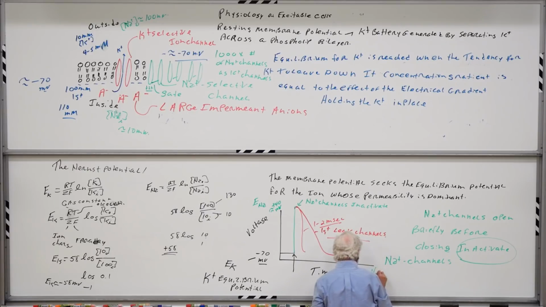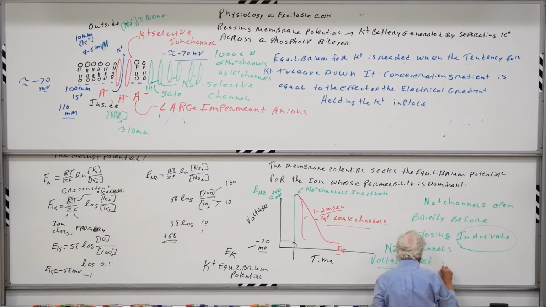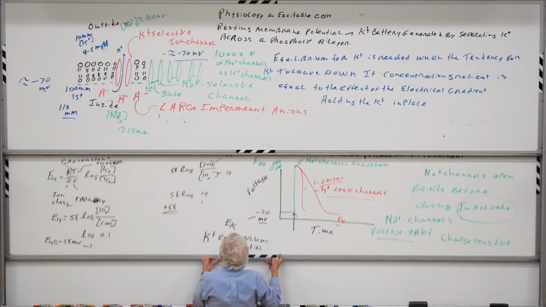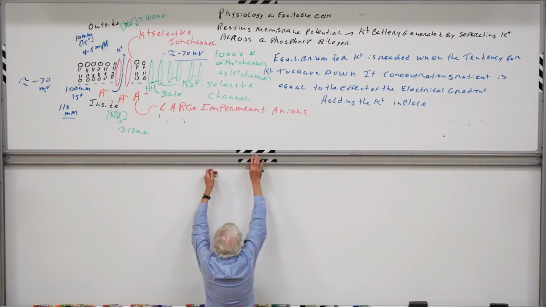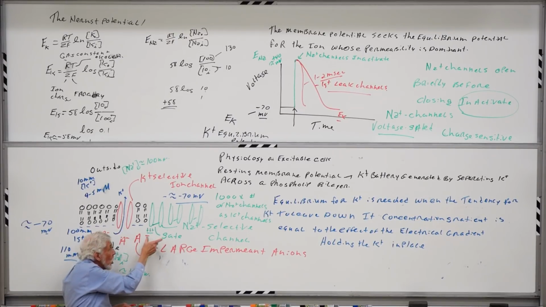are said to be voltage gated. Another term for this is voltage sensitive. Another term for the voltage gated is to say that they are charge sensitive. So if we go back to this, we can imagine in some way applying positive charge on the cytoplasmic side of this membrane.